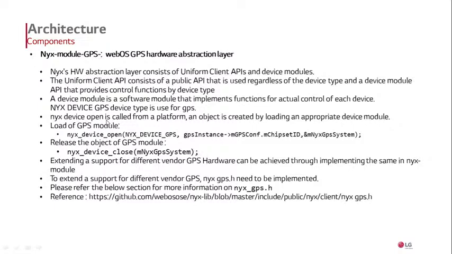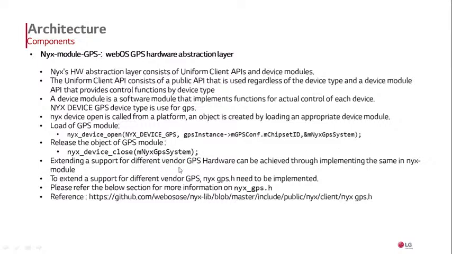When NYX device open is called from a platform, an object is created by loading an appropriate device module, for example, loading the GPS module. NYX device open is a call, as in the example, which includes the GPS name as an input, and then configuration, chipset ID, and the GPS system. This is the handler. To release the object of the GPS module, we'll use that handler again.